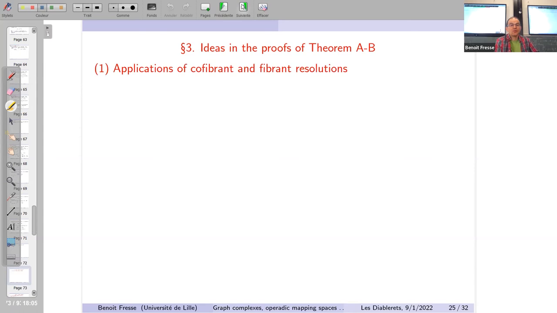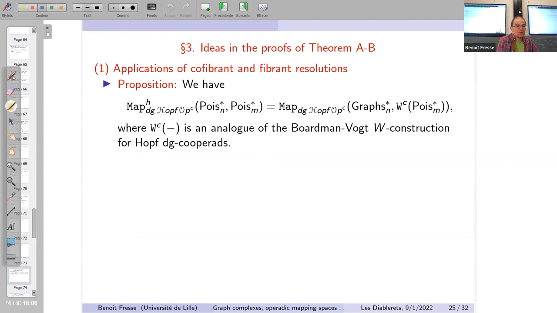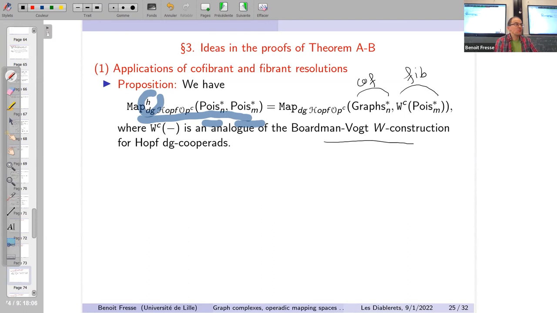If you remember, we have reduced the problem to computing the derived mapping space of corpora maps from the n-Poisson corpora to the m-Poisson corpora. To compute spaces of maps in the derived sense, we have to take a coherent replacement on the source and a coherent replacement on the target. For the coherent replacement, we can take this corpora of graphs. And as a coherent replacement on the target, we take a general construction, which is an operadic version of a Boardman-Vogt W construction, which is a standard coherent replacement for operads in topological spaces.